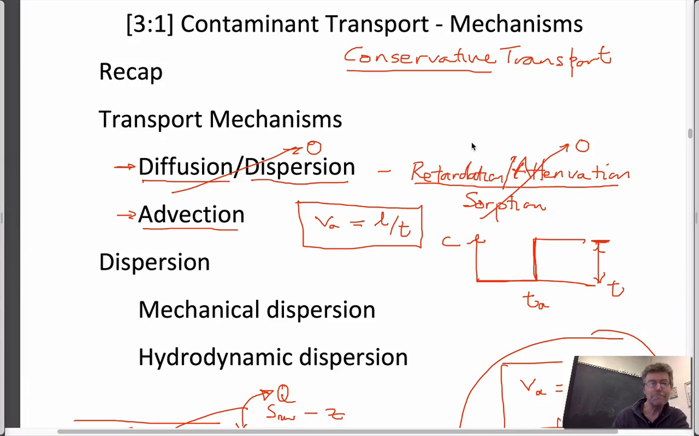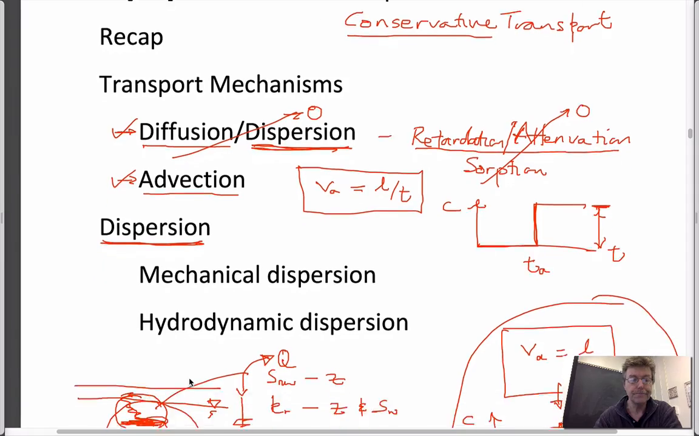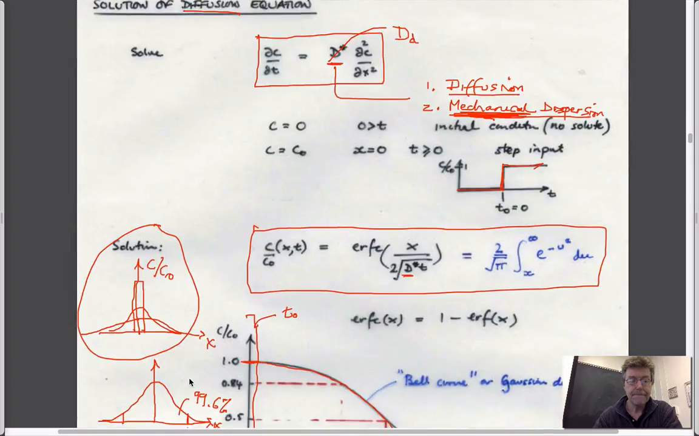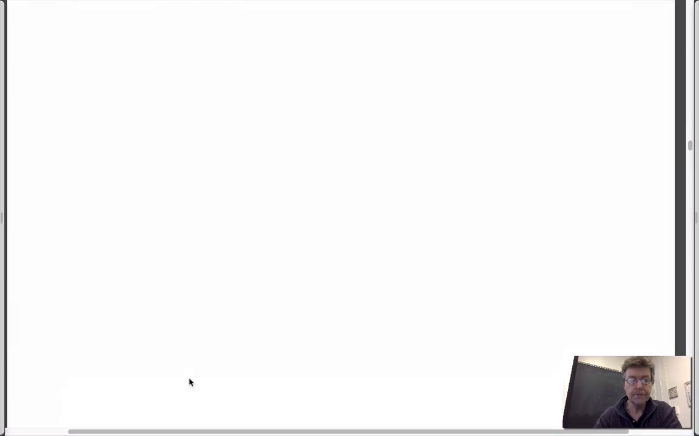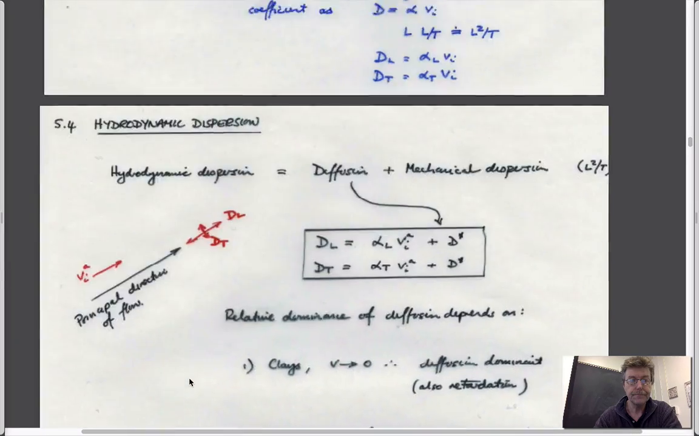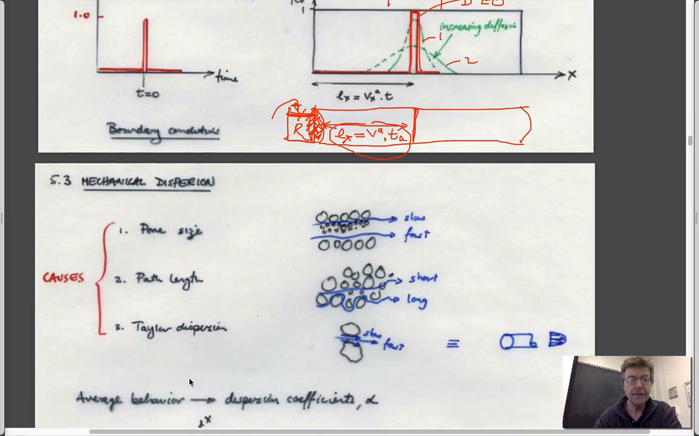Let's plow ahead. Okay. So we talked about each of these: diffusion and advection. We talked about dispersion being diffusion-like. So let's talk about what the mechanisms by which that occur are: mechanical dispersion and hydrodynamic dispersion. So these are the key understandings.